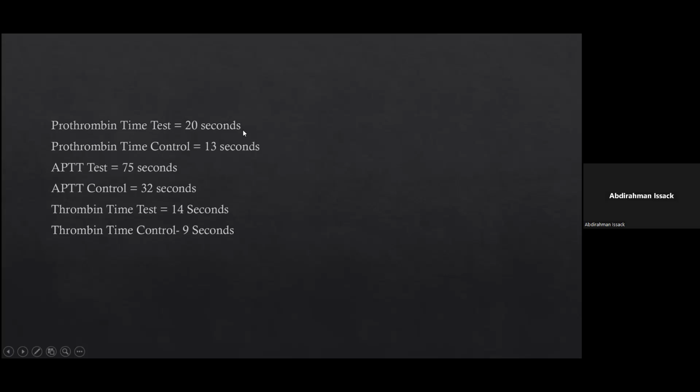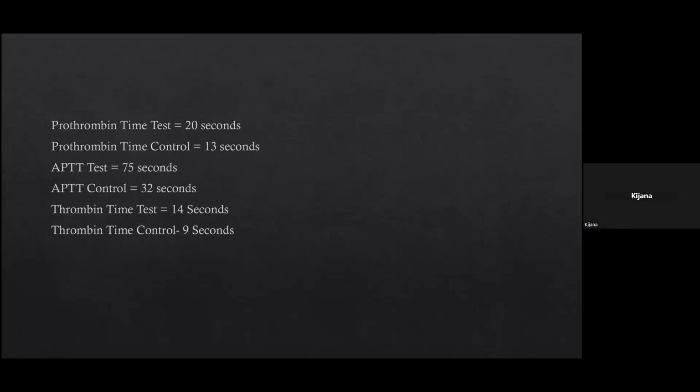What are the factors in the extrinsic pathway? Factor 7, 3, and 10. Factor 3 and 7. What are the causes of low factor 7 and 3? We have which vitamin? For factor 7 especially, vitamin K. Thank you. Vitamin K.